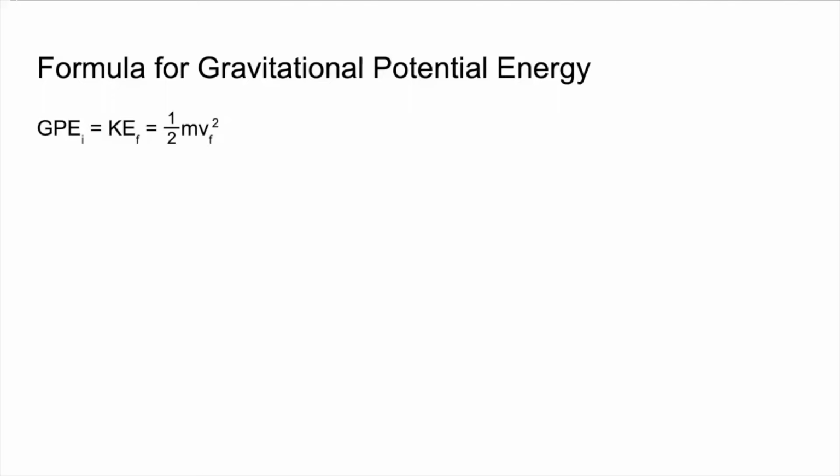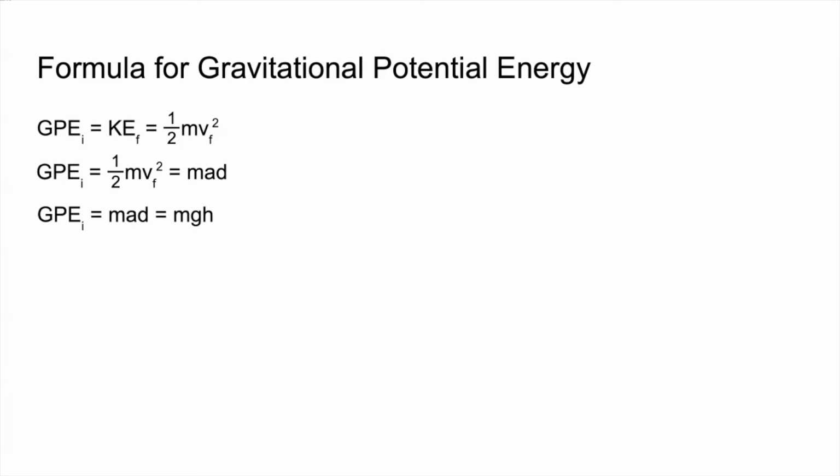Using what we just saw, we can find the formula for gravitational potential energy. So we just saw that the initial gravitational potential energy is equal to the final kinetic energy, which is 1/2 mvf squared. So we will go back to a step that we went through when finding the formula for kinetic energy. So we had 1/2 mvf squared equals mad. So this is basically what the formula for gravitational potential energy is.